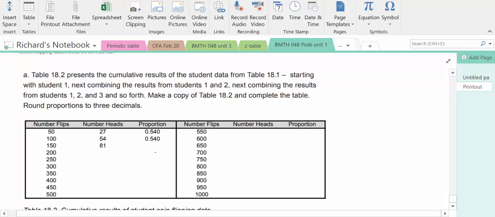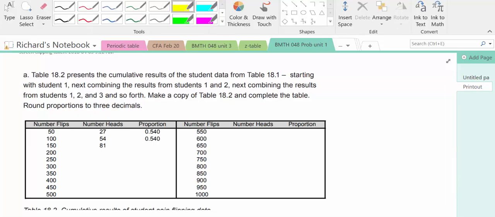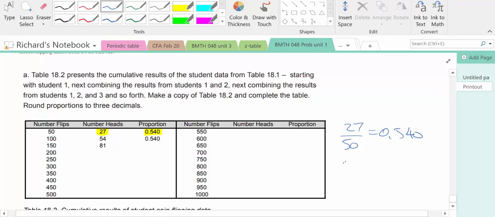So what we're asked to do is to complete this table where, say here's student number 1 does 50 flips, and they get 27 heads. So 27 divided by 50 equals 0.540. And that's where that number comes from. And now we're going to add in the next student's flips. They flip the coin 50 times. And after flipping their coins, the total number of heads now is 54. So 54 divided by 100 also is 0.540.